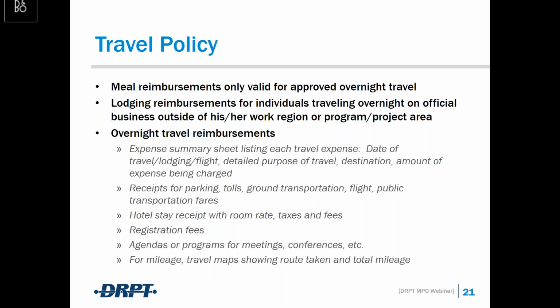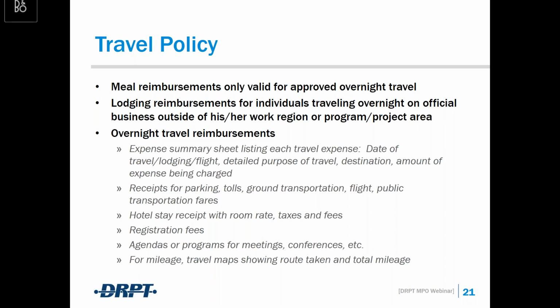In terms of the documentation that we're looking for for travel reimbursements, again, a summary sheet listing each travel expense, including the date of the travel, the lodging, the flight, the detailed purpose of the travel, the destination, and the amount of the expense being charged. We also ask for receipts for parking and tolls and any ground transportation and other transportation fees. The actual hotel stay receipt that shows the room rate, taxes, and fees, we ask for a copy of that. Any registration fees, if it's a conference or a training, we want to see documentation of that as well.